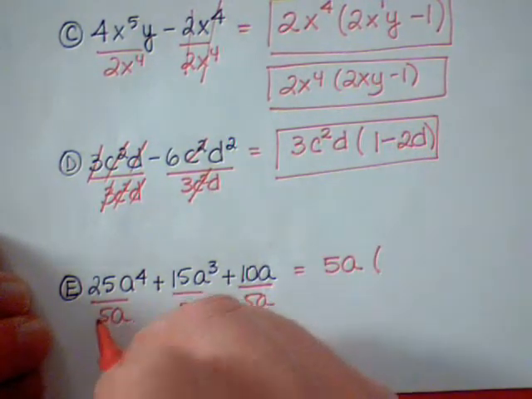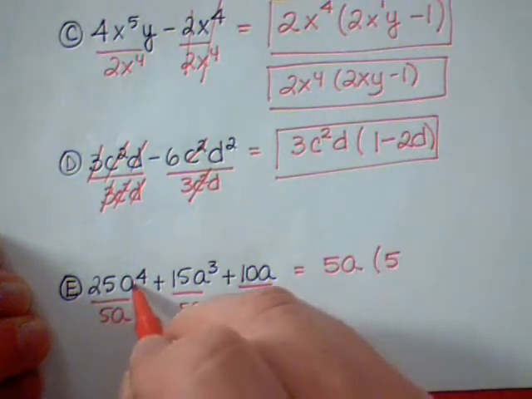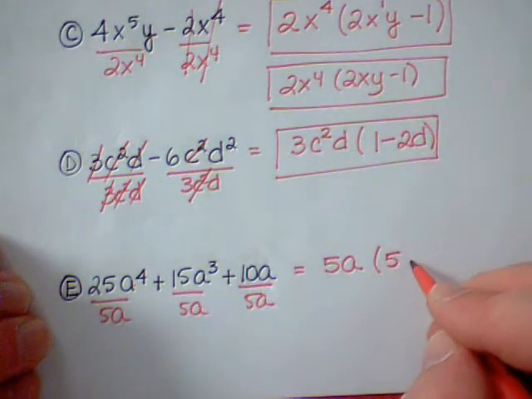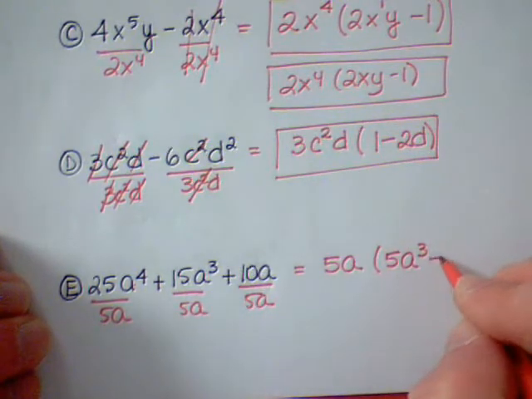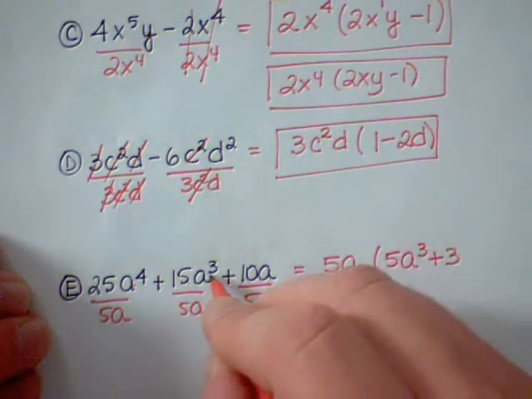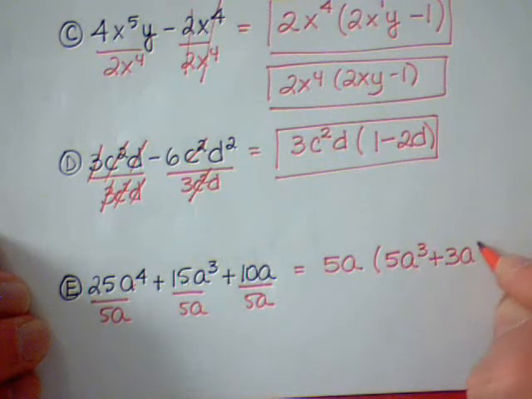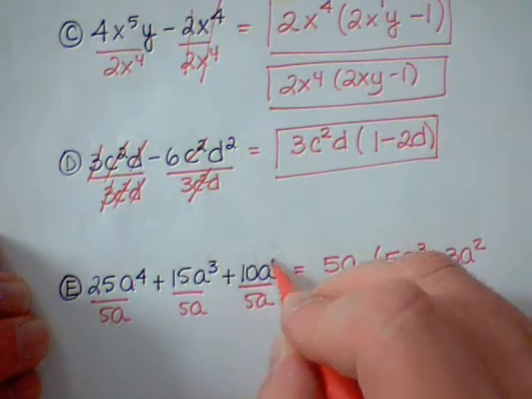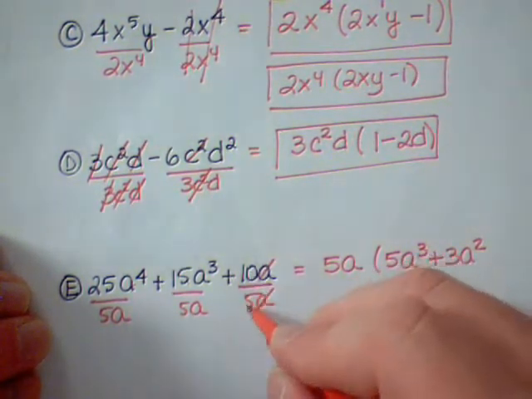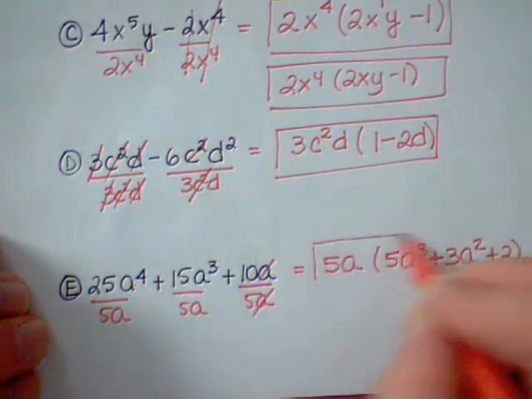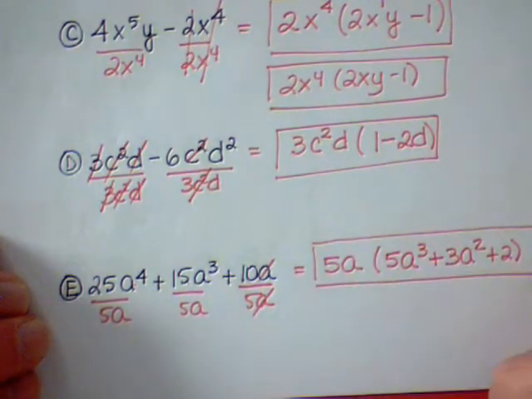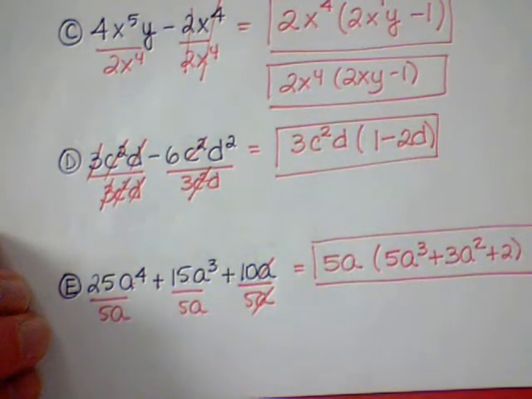Alright, so this would be 25 divided by 5 is 5. 8 to the 4th divided by 8 to the 1st is 8 to the 3rd. 15 divided by 5 is 3. 8 to the 3rd divided by 8 is 8 to the 2nd. The 8 cancels here. 10 divided by 5 is 2. And voila, here's my answer.